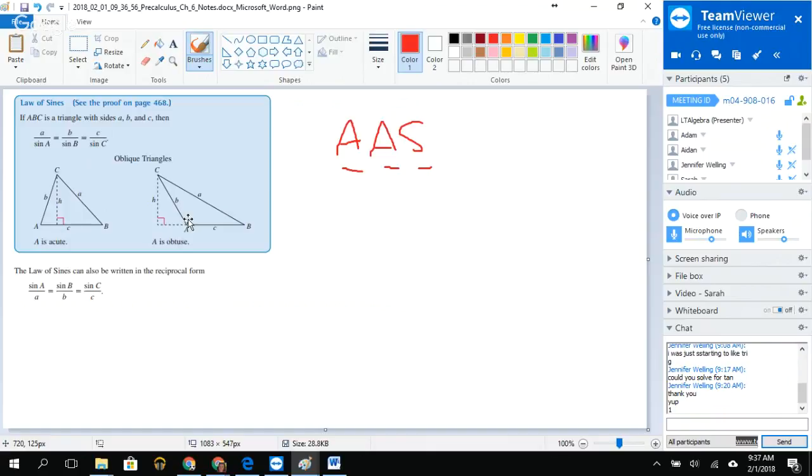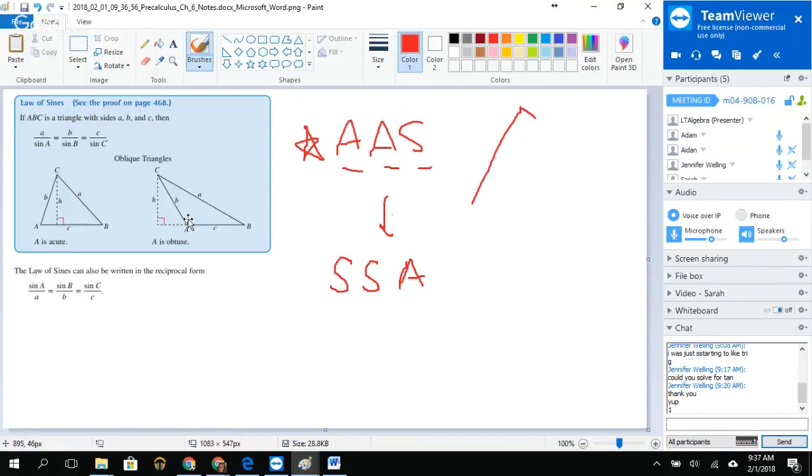Okay. Where it gets a little bit trickier, it still works, and this is probably what we'll talk about on Monday. It gets a little bit trickier if you have side, side, angle. Okay, so law of sines works perfectly for angle, angle, side, because you have two angles in a triangle.